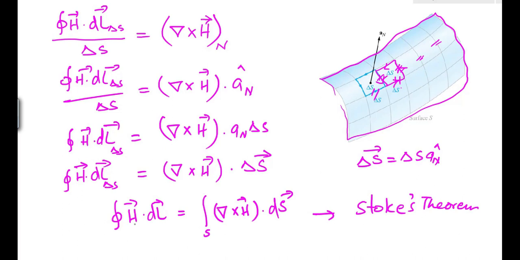Stoke's theorem relates the closed line integral to the surface integral of the curl, similar to the divergence theorem, which relates the closed surface integral of the electric flux density to the volume integral of the divergence of the electric flux density. So Stoke's theorem relates a surface integral to a closed line integral, and the divergence theorem relates a volume integral to a closed surface. Both theorems find their greatest use in vector analysis, in vector proofs.